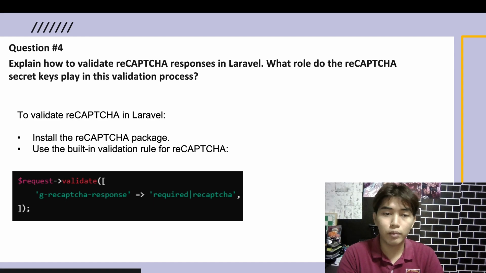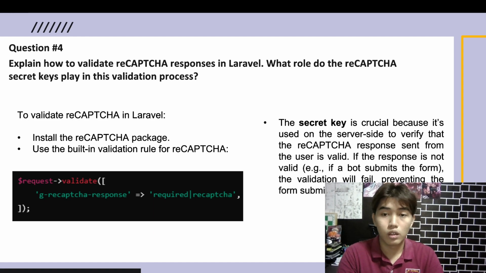And to validate reCAPTCHA in Laravel, the first step is to install the reCAPTCHA package. Next is to use the built-in validation rule for reCAPTCHA. And the secret key is crucial because it's used on the server side to verify that the reCAPTCHA response sent from the user is valid. If the response is not valid, the validation will fail, preventing the form submission.